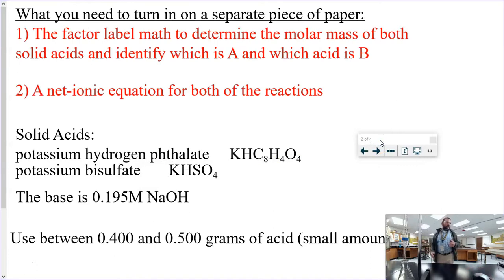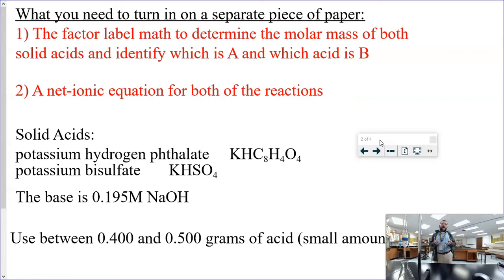Okay, so what I'd like you to do with that data is I would like you to show me the factor label math to determine the molar mass of each of the solid acids. Now I'm running 4 trials, 2 trials of A, 2 trials of B. I would like 1 factor label problem for A, 1 factor label problem for B. So I want to see 2 factor label problems in total for everything I give you today.